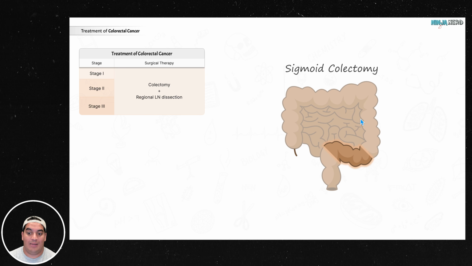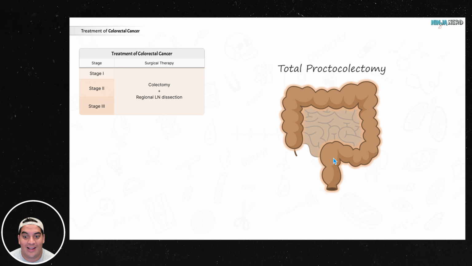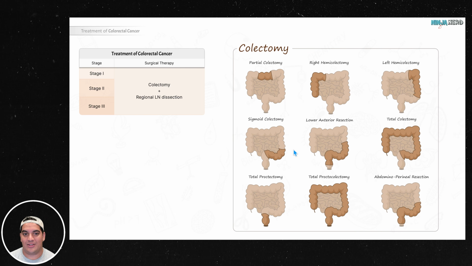If it's really only the sigmoid colon that's involved, it's a sigmoid colectomy. If it's going to be the sigmoid that's not involved and it's really just going to be the rectum, you'll do a total proctectomy. If it's involving the rectum, the sigmoid colon, and parts of the descending colon, you'll do an abdominal perineal resection. If it's involving no part of the rectum, you'll do a lower anterior resection. If it's a complete involvement of the ascending, transverse, descending, and sigmoid, it's a total colectomy. And if it's involving the rectum and the sigmoid, descending, transverse, and then the ascending colon, that would be a total proctocolectomy, right? So it obviously in this scenario just depends upon what you're trying to resect.